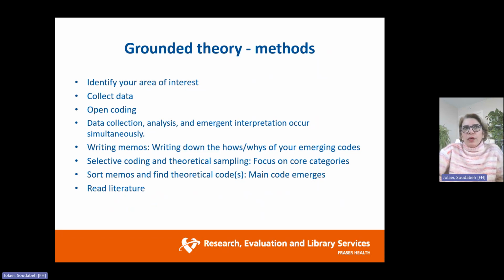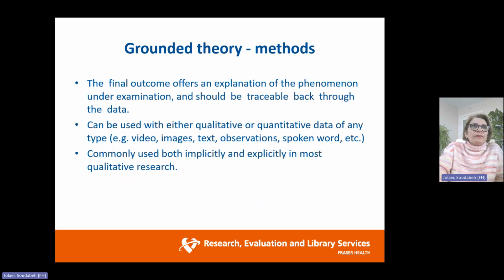Writing memos is important, writing down the hows and whys of our emerging codes. Selective coding and theoretical sampling focus on core categories, and we can sort memos and find theoretical codes. Main code emerges gradually, and we need to read literature afterward. The final outcome of grounded theory offers an explanation of the phenomenon under examination and should be traceable back through the data.